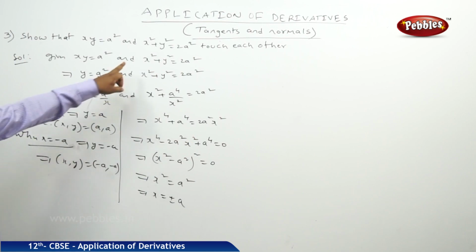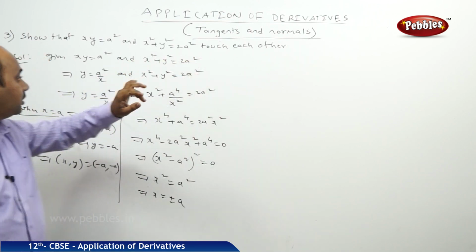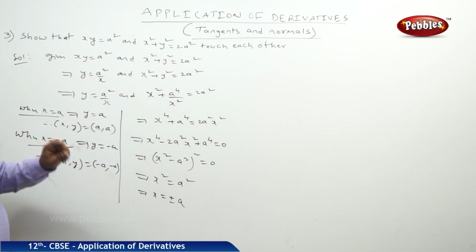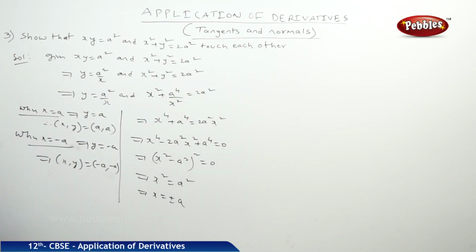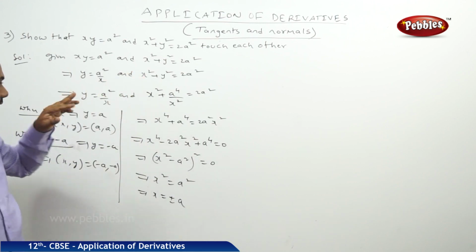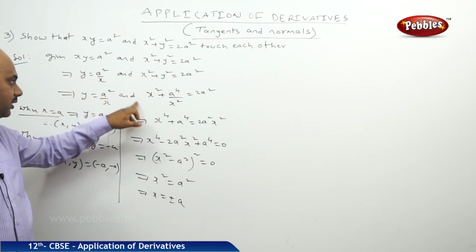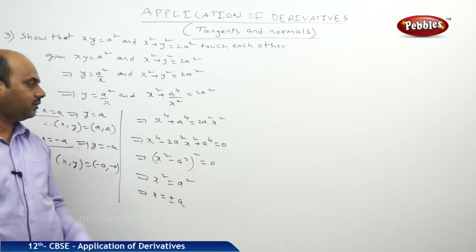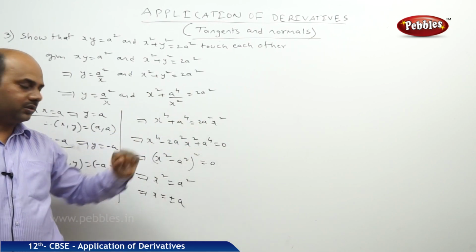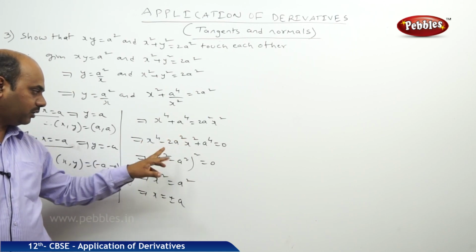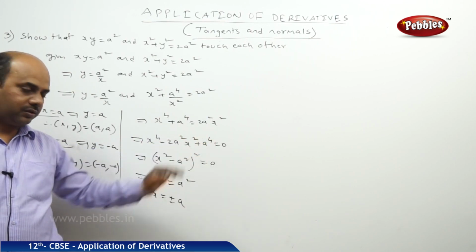xy is equal to a square and x square plus y square is equal to 2a square. y is equal to a square by x and x square plus y square is equal to 2a square. In place of y I substituted a square by x. So y is equal to a square by x and x square plus a power 4 by x square is equal to 2a square. So x power 4 plus a power 4 is equal to 2a square x square. x power 4 minus 2a square x square plus a power 4 equal to 0.